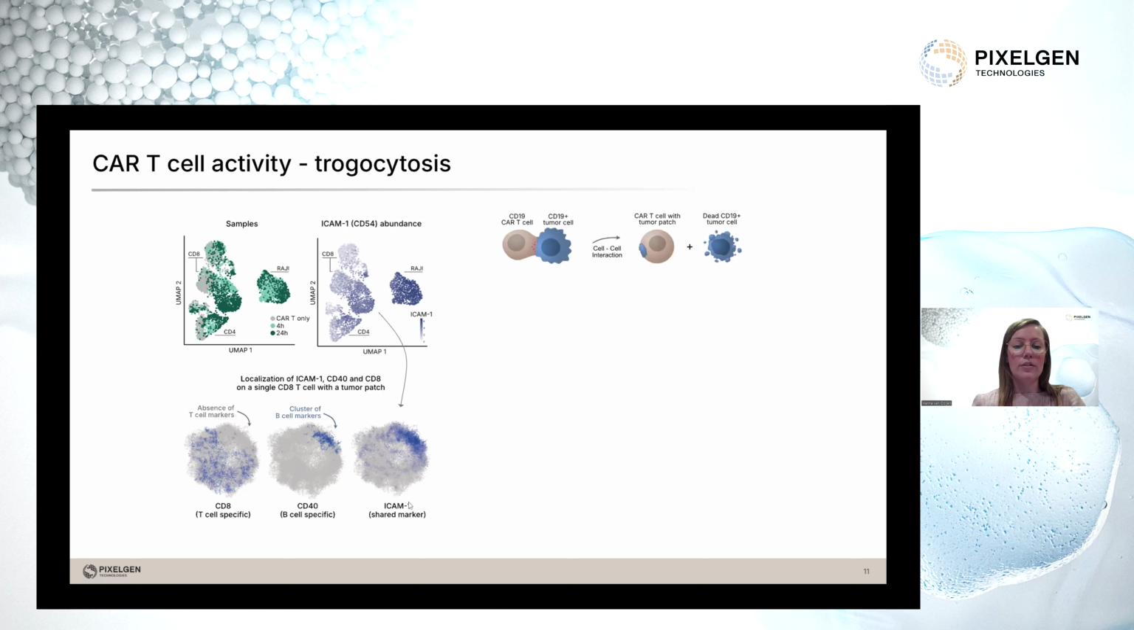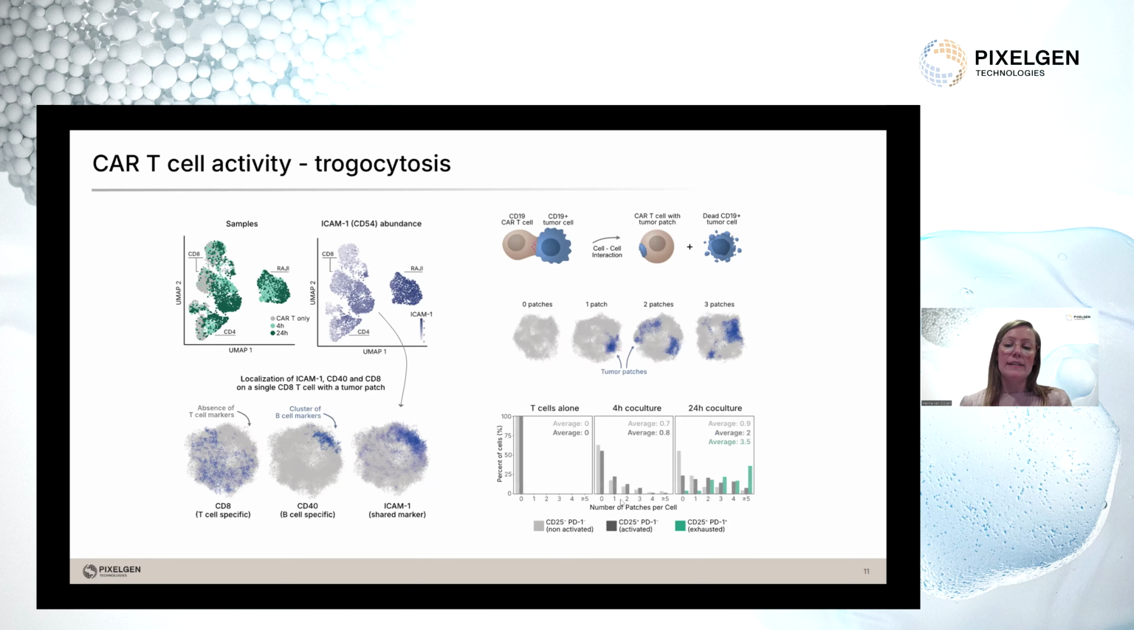So we could determine that we had trogocytosis in this co-culture system. So we went ahead and tried to quantify the degree of trogocytosis. Here you have 4 different T cells with different amounts of tumor patches: one T cell that has 0 patches, one with 1 patch, 2, 3, etc.